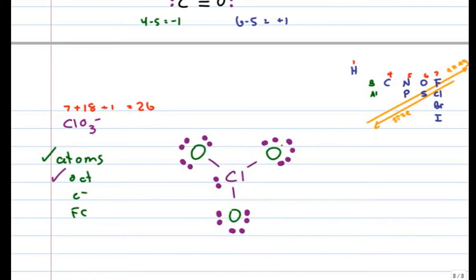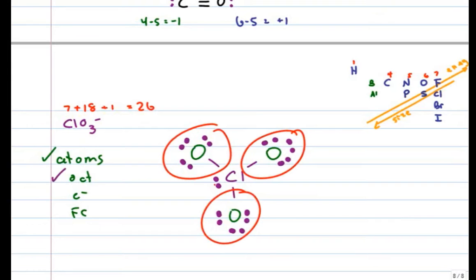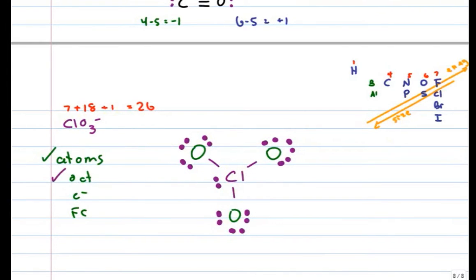Okay, so now what? How many do we have? 8, 8, 8. 8 times 3 is 24, 25, 26. We appear to be good to go. Are we good to go? Alright, so they appear to be okay.